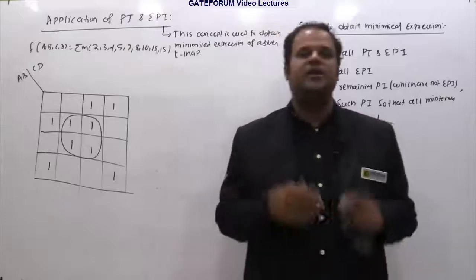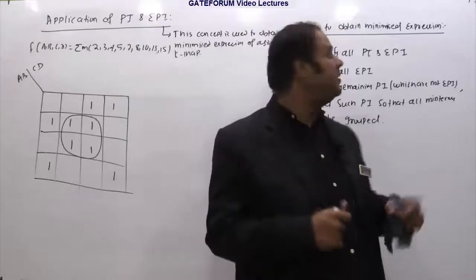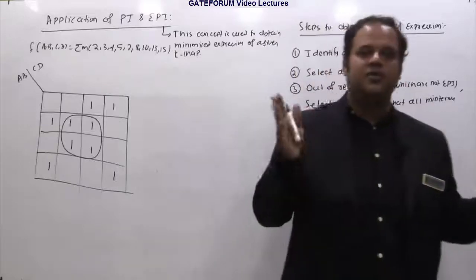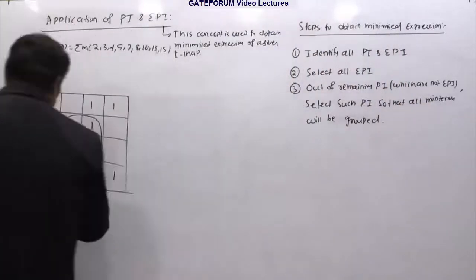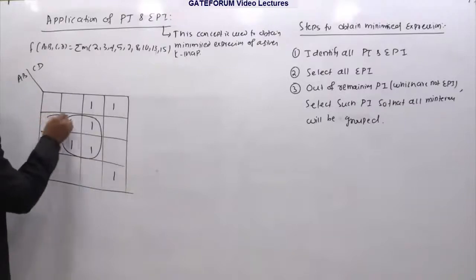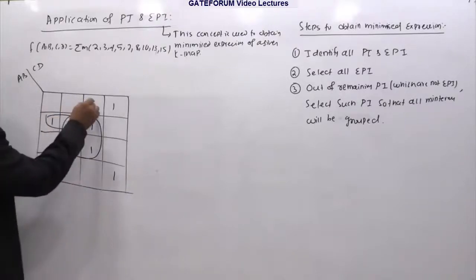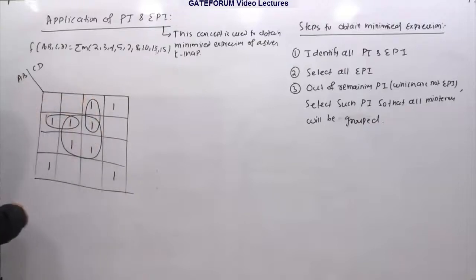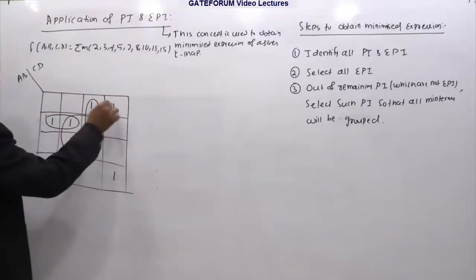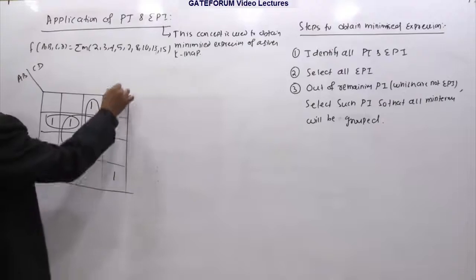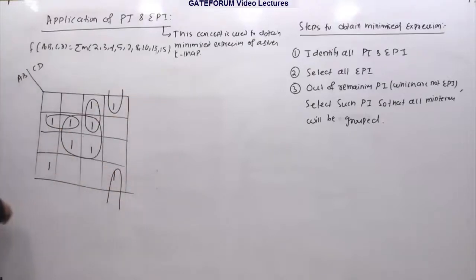And again, I should also go for the redundant groupings, because first my job is to identify the PI and EPI. So while dealing with PI and EPI, I should go for the redundant groupings that we have already seen. So to cover this min term, I am going for this. To cover this min term, I am going for this. And to cover this min term, I am going like this, and then I am left with this. Now how do I cover this? To cover this, I can go like this, because my goal is to cover each and every min term.